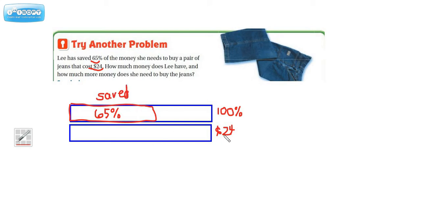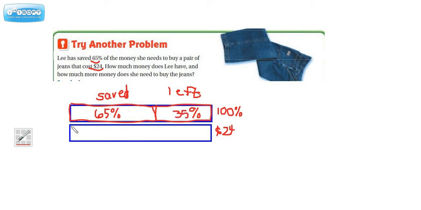All right, now the bottom bar is talking about dollars. So remember, top bar is percent, bottom bar is whatever the other unit is, which in this case is dollars. Now, if we break up this chunk into a percent, if she saved 65%, that means she still has left whatever this number is. How do you get that? You subtract 65 from 100. And if you do that correctly, you'll get 35%.